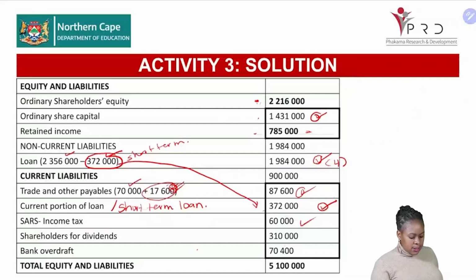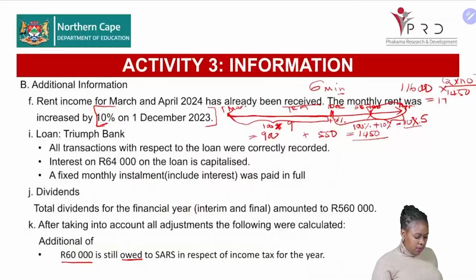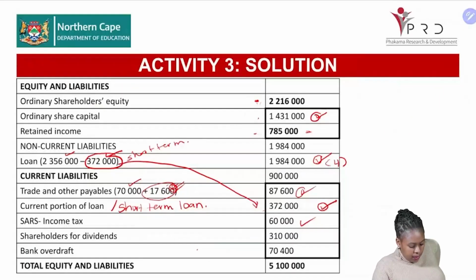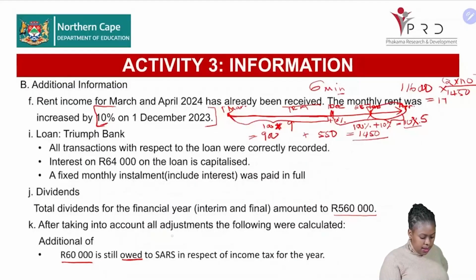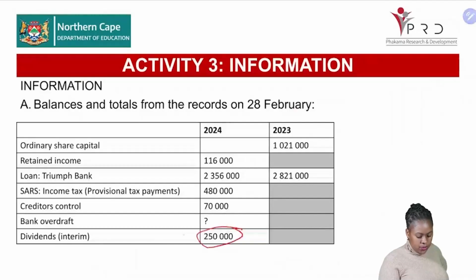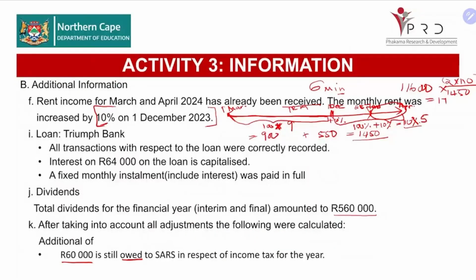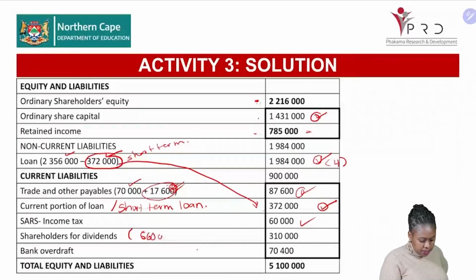Then shareholders for dividends. Let's quickly go check at the information provided for us. The total dividends was 560. Okay. So what are we looking for at shareholders for dividends? We are looking for the interim dividend, okay? So we know that the total dividend is 560, and the interim dividend given to us is 250. Do you see that? So then we will say our total dividend of 560 subtract 250 will give us our final dividend.